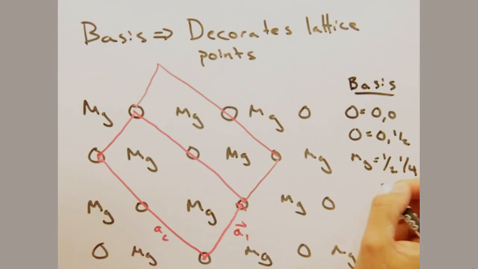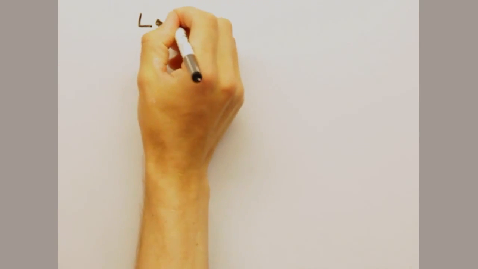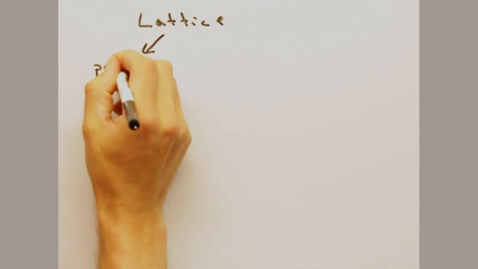In this example, with the rectangular lattice, our new basis would be this instead, with the coordinates now relative to the new a1 and a2. So the lattice turns out to be pretty important. Let's look back at it.